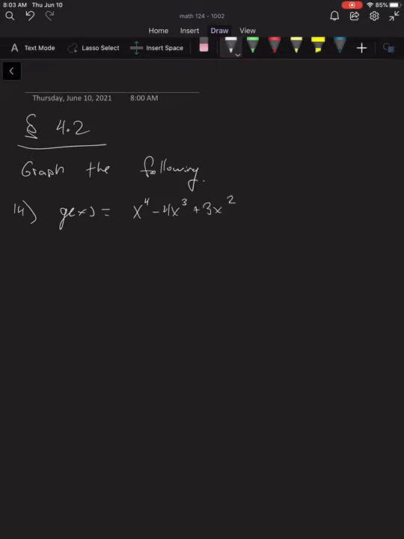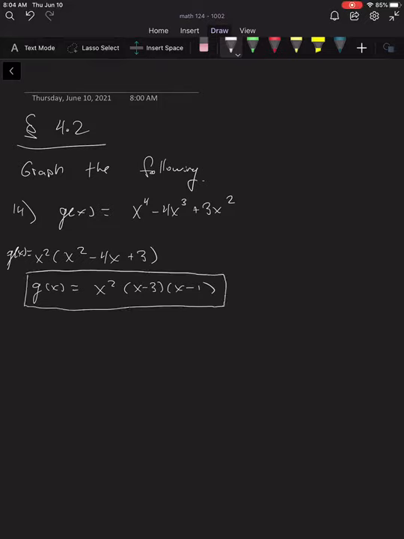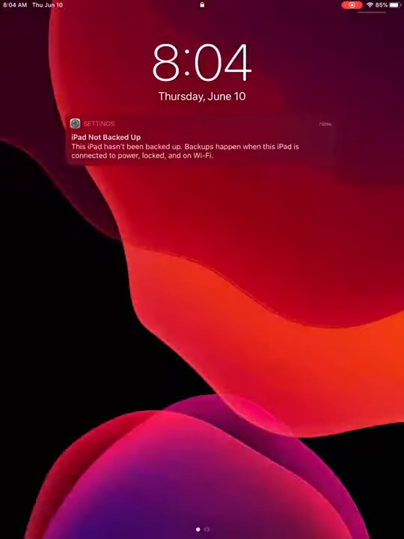In order to graph these, what we want to do is first factor this as much as we can. Every piece has at least an x squared, so we could take out an x squared. We can write this as x squared times x squared minus 4x plus 3. Then we can factor a little bit more. So g of x is equal to x squared, and then we factor the x squared minus 4x plus 3 part. That's going to be x minus 3, x minus 1. So we have everything completely factored, and this is what we want to use now for g of x. We don't want to use what's given to us.